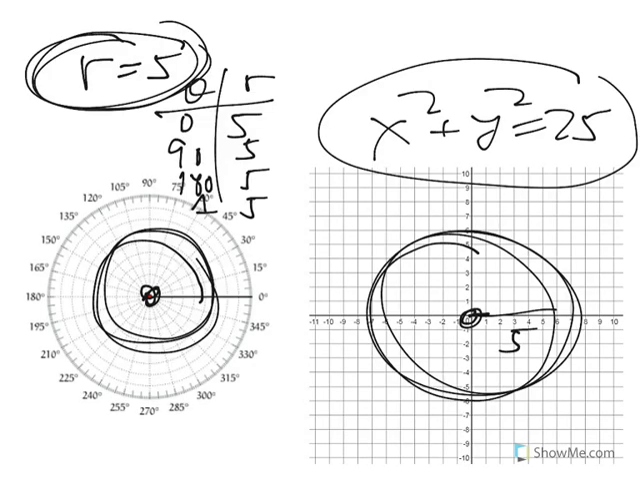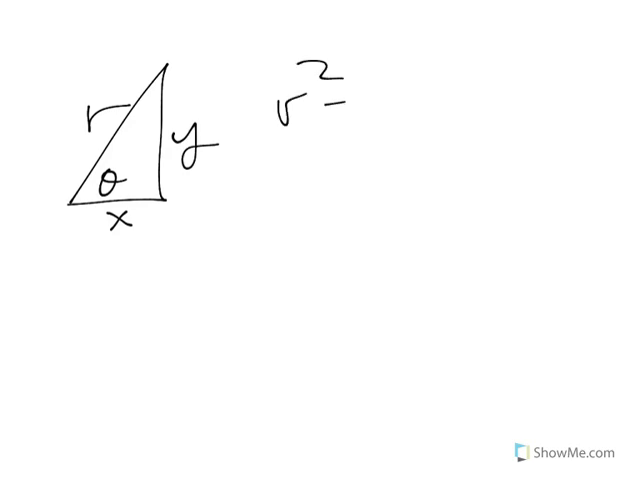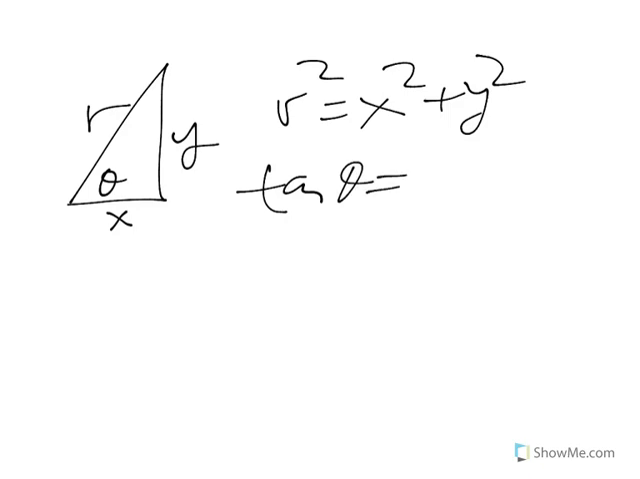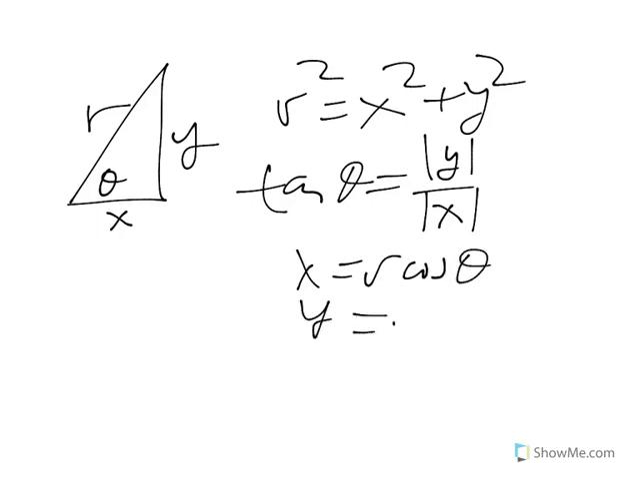Now you can convert equations. If you know the equation in polar, you can turn it into a rectangular equation, and vice versa. Let me show you how to do that. Let me remind you of the relationships. The relationships are r squared equals x squared plus y squared, and tan theta equals absolute value of y over absolute value of x, and x equals r cosine theta, and y equals r sine theta. Those are the relationships.